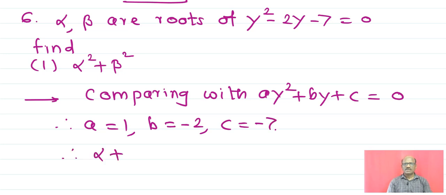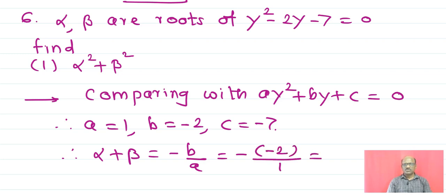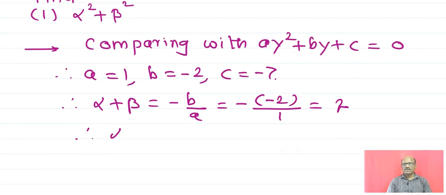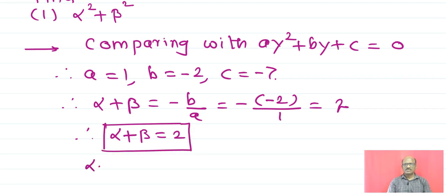Therefore, alpha plus beta is the sum of the roots, minus b upon a. That is minus (minus 2) upon 1, which is equal to 2. Alpha plus beta is equal to 2. Alpha into beta is equal to c upon a, that is minus 7 upon 1, which is minus 7.